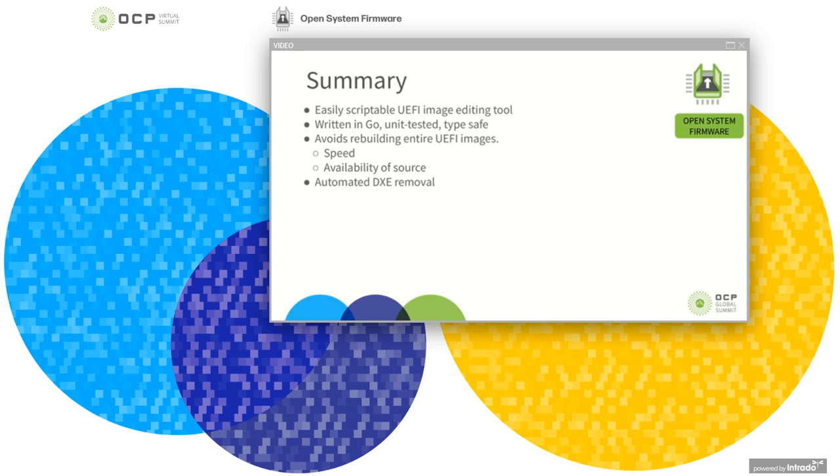So in summary, UTK makes it easy to script UEFI image editing tools. It's all written in Go, it's unit tested, it's type safe. It allows you to avoid rebuilding entire UEFI images, and supports other applications such as security, enabling Linux boot, and performing a general dixie removal process.